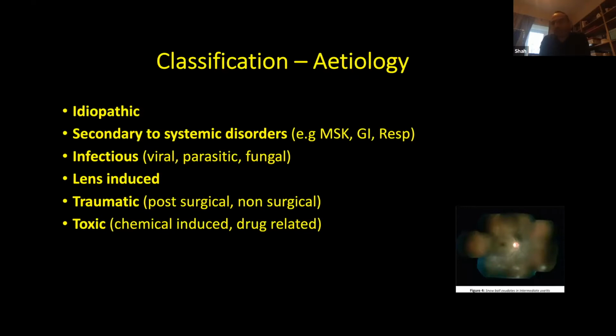Lens-induced, which is very unusual now, thankfully, is from hypermature lenses where you've got leakage of lens material into the anterior chamber causing inflammation, which requires urgent surgery as the pressure can go up. Traumatic, which can be following surgery, or non-surgical, such as head injury or football injury, things like that. And then toxic, medication induced. So those are the big, broad categories.